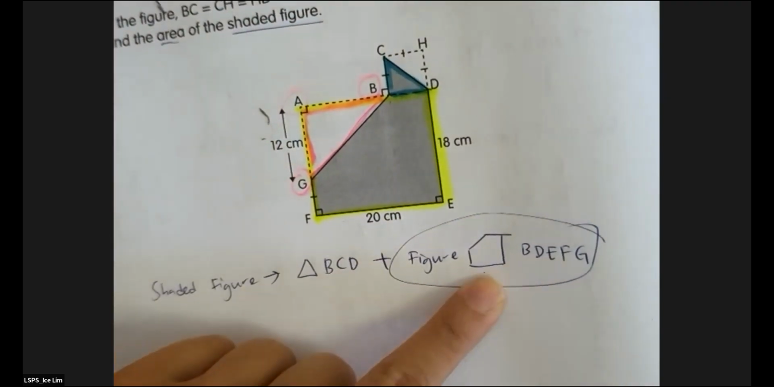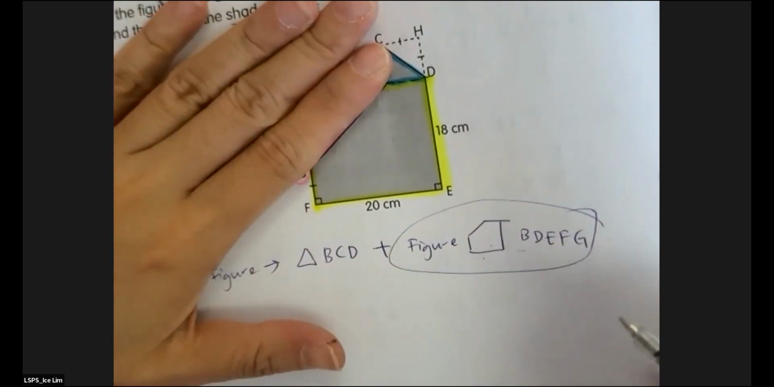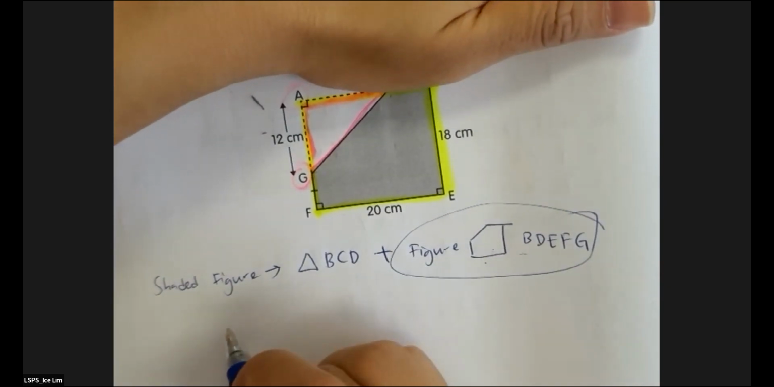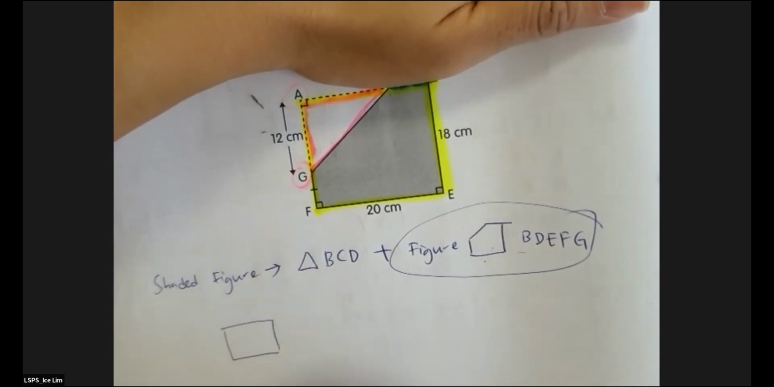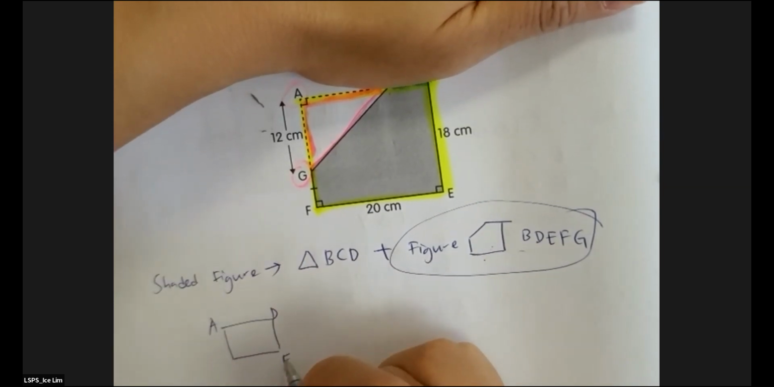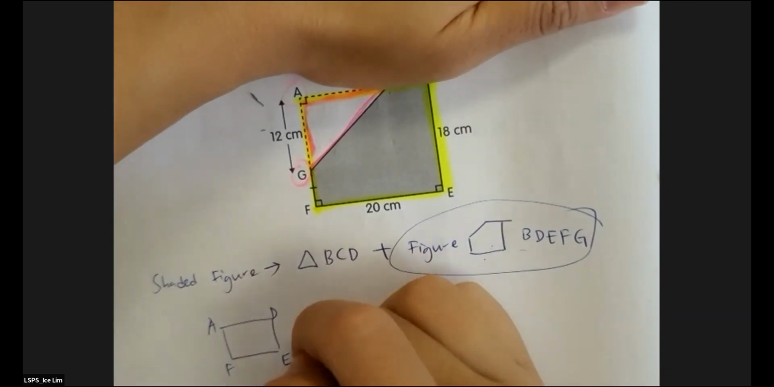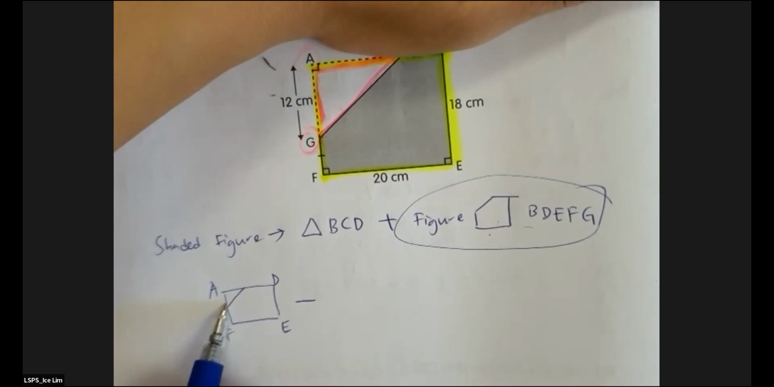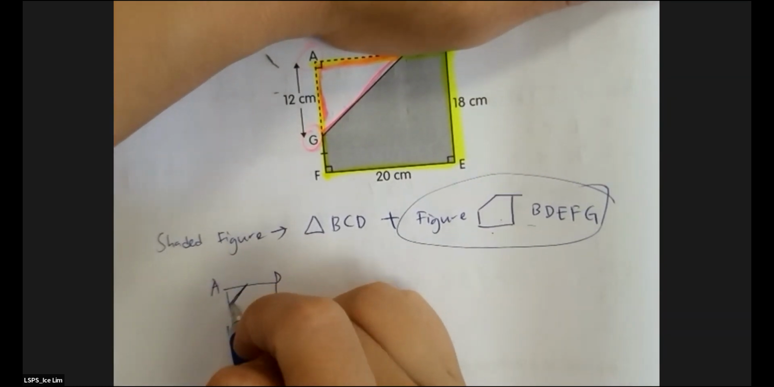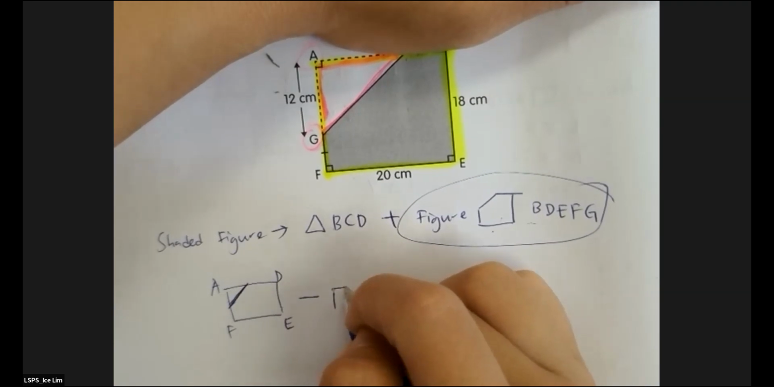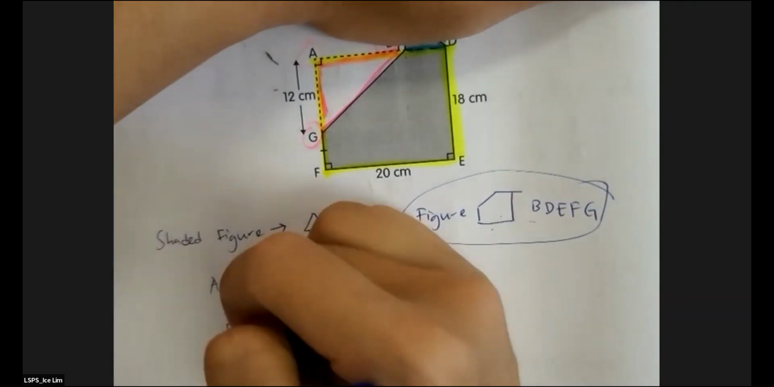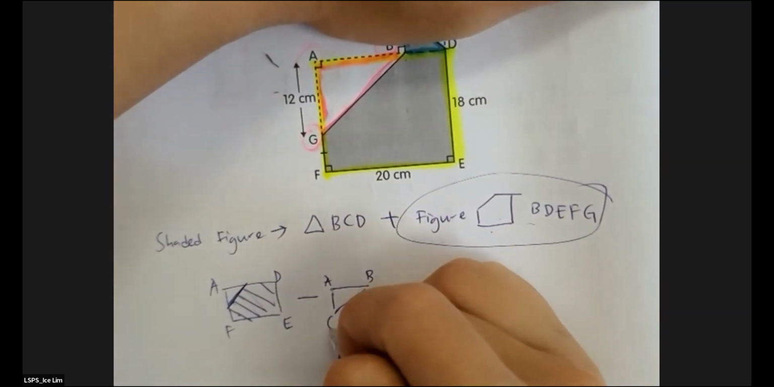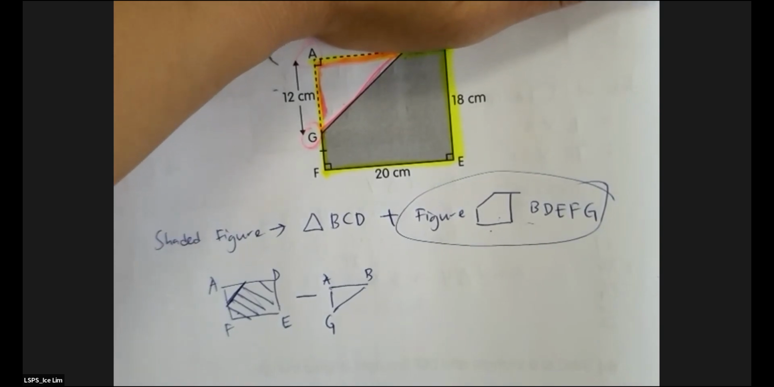To find this shape here, I will use the rectangle A, D, E, F, minus away this corner. Can you understand? I'll minus this corner away. Minus this corner triangle away to get me this shaded part. This triangle is A, B, G. Can you understand?